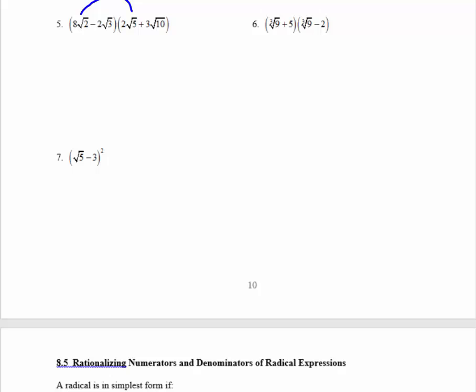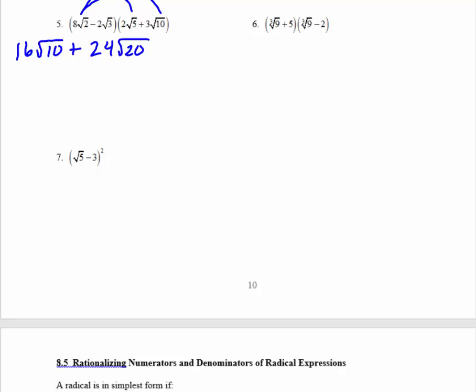So 8 times 2 is 16, square root of 2 times 5, which is 10. 8 square root of 2 times 3 square root of 10, well, 8 times 3 is 24. And the square root of 2 times the square root of 10 is the square root of 20.